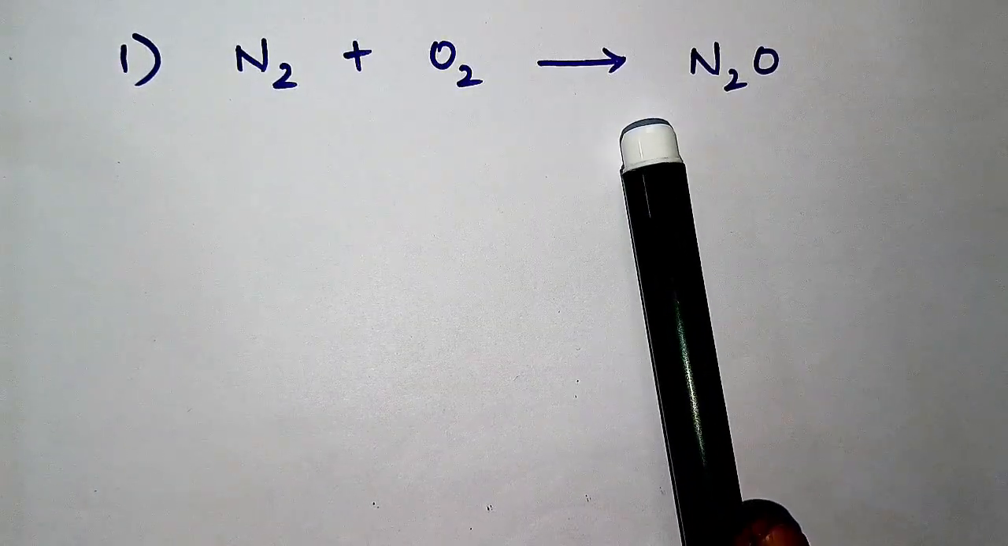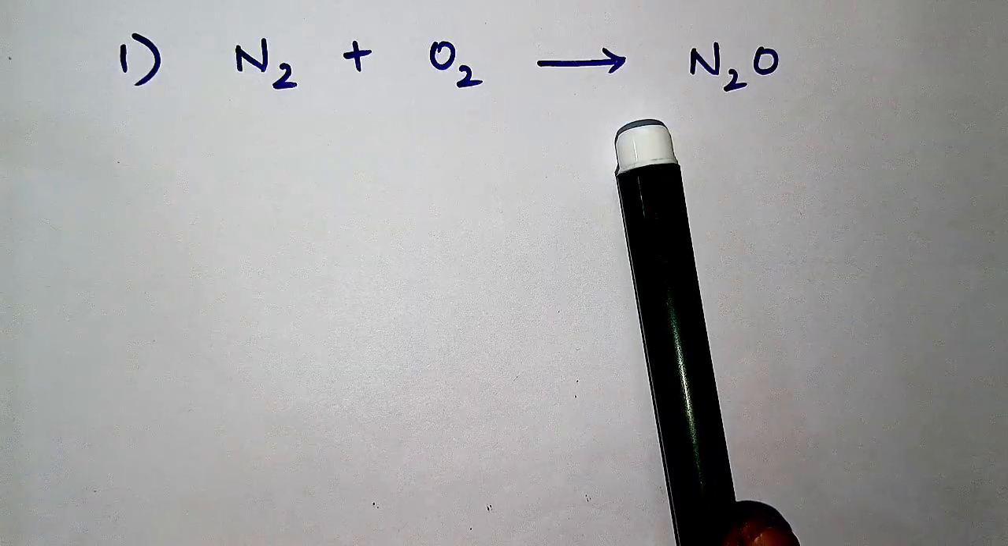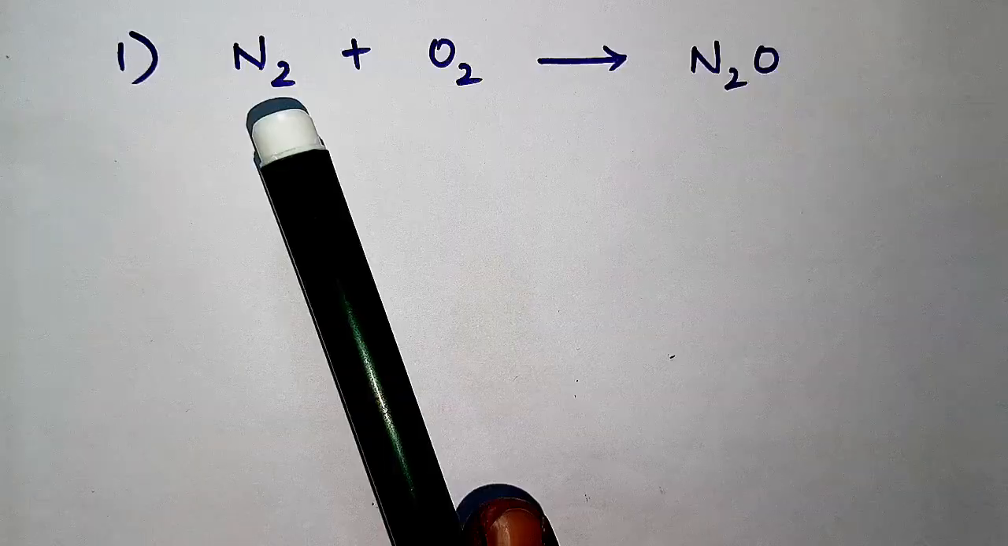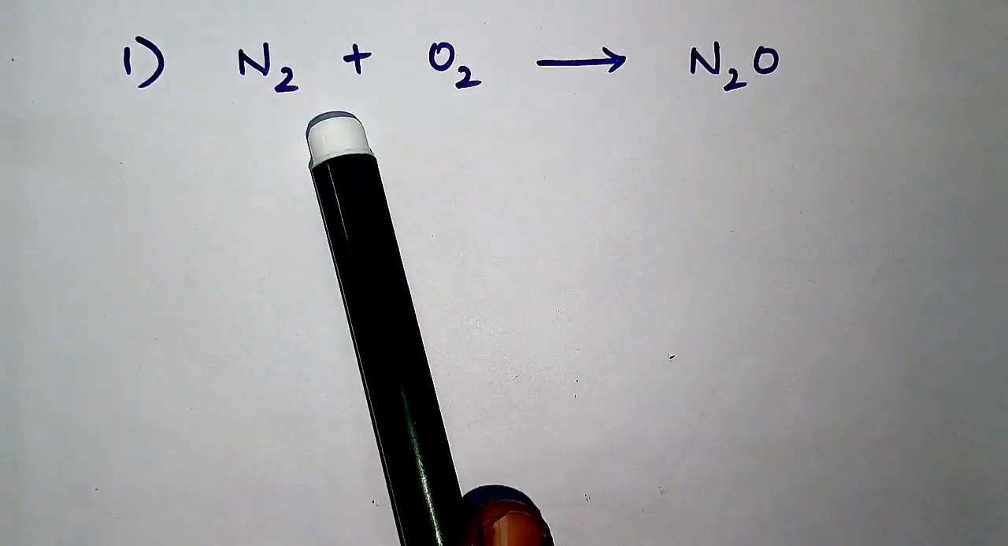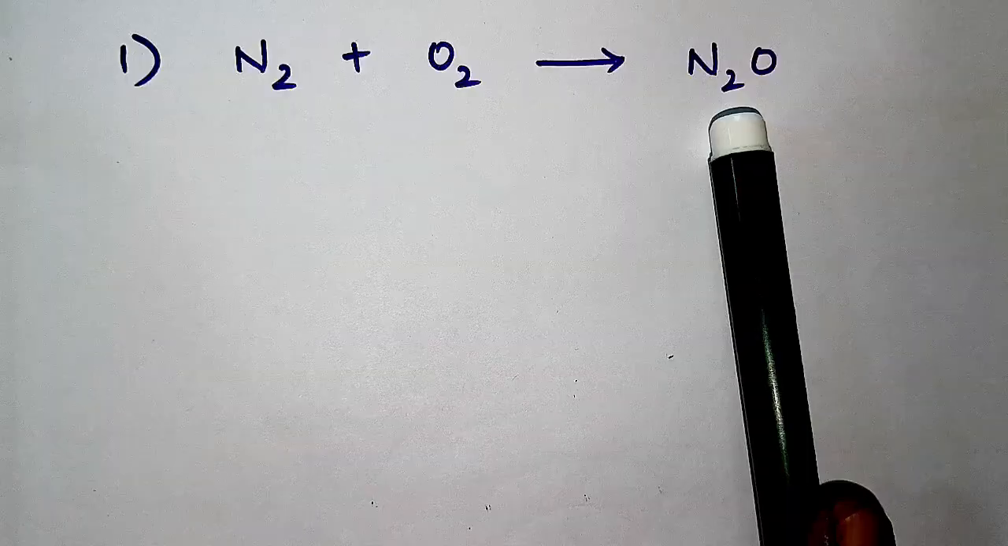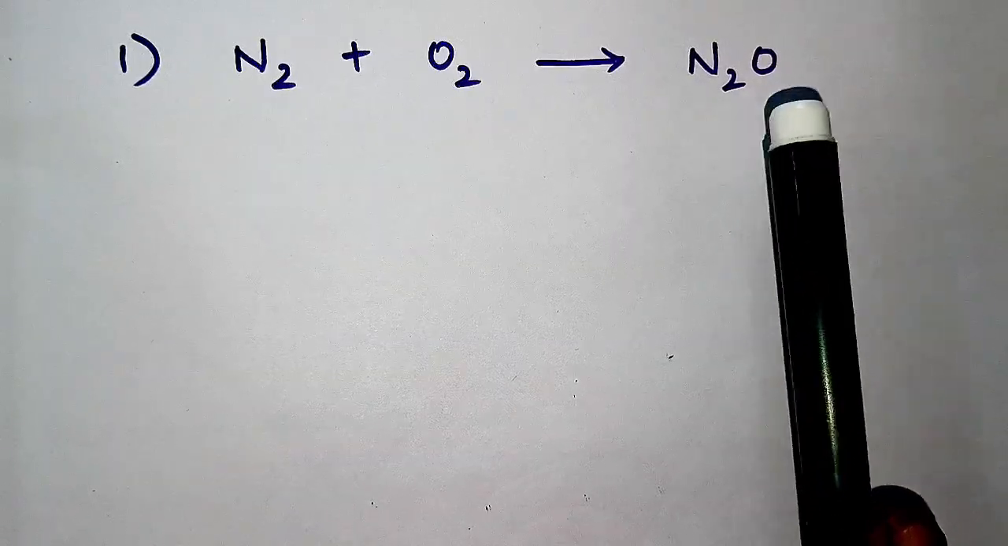Why? Because it should follow the law of conservation of mass. Okay, so it says that there should be the same number of atoms of each element on both sides. The number of atoms in the reactants should be equal to the number of atoms in your product side.